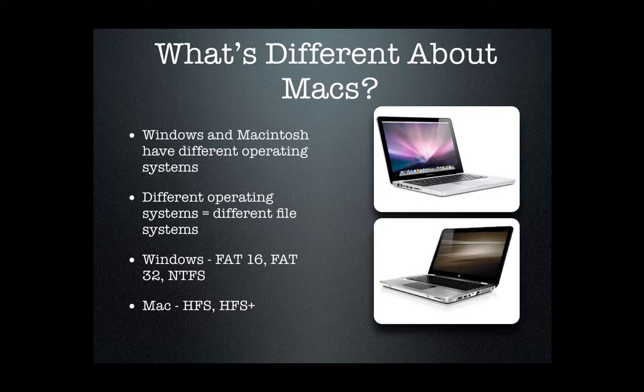Now, both Mac and Windows have different operating systems. Mac usually runs some variant of OS X, while Windows-equipped computers run Microsoft Windows operating system. Since both computers have different operating systems, they also have different file systems, which are responsible for managing where files are stored. Windows, for example, tends to run a version of the FAT file system, either FAT16 or FAT32, or NTFS. Mac, on the other hand, has HFS or HFS Plus as its file system.